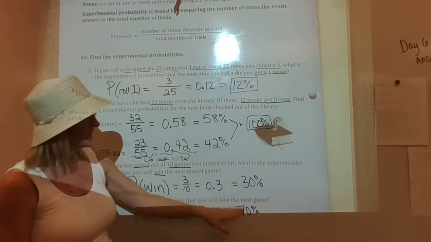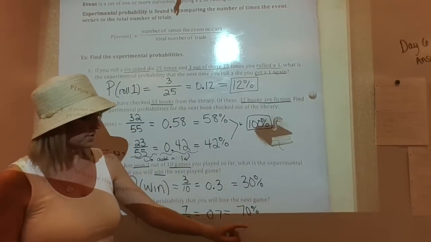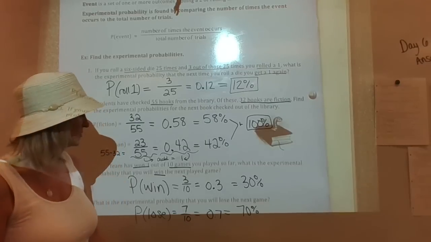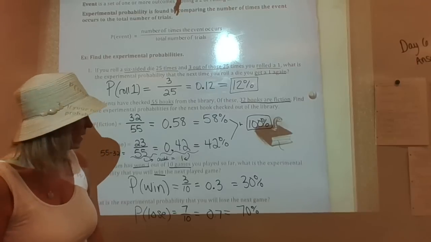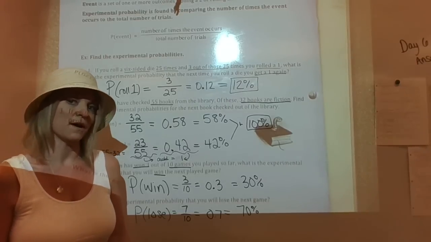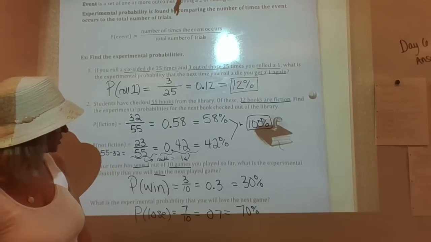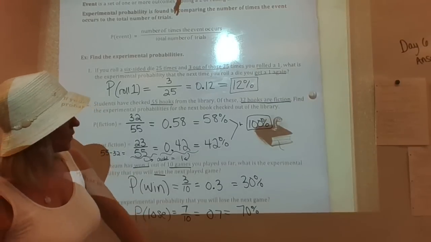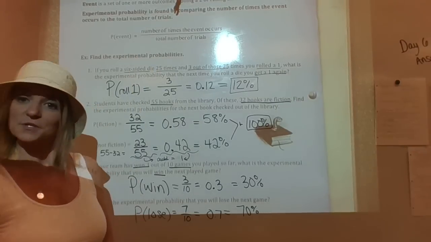Okay, notice it happened again just like the other thing. 30% plus 70% makes 100% because you either win or you lose. Again, assuming that we don't have the option of tying, I guess, in this situation. All right, so those are your notes on experimental probability.